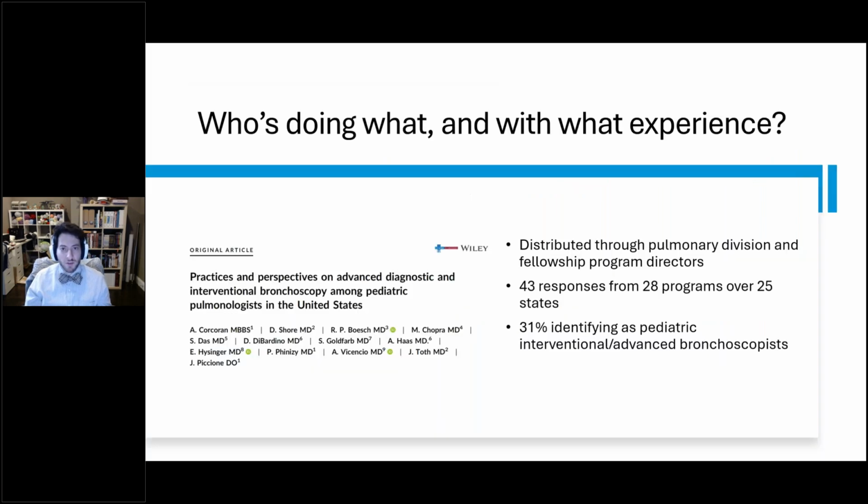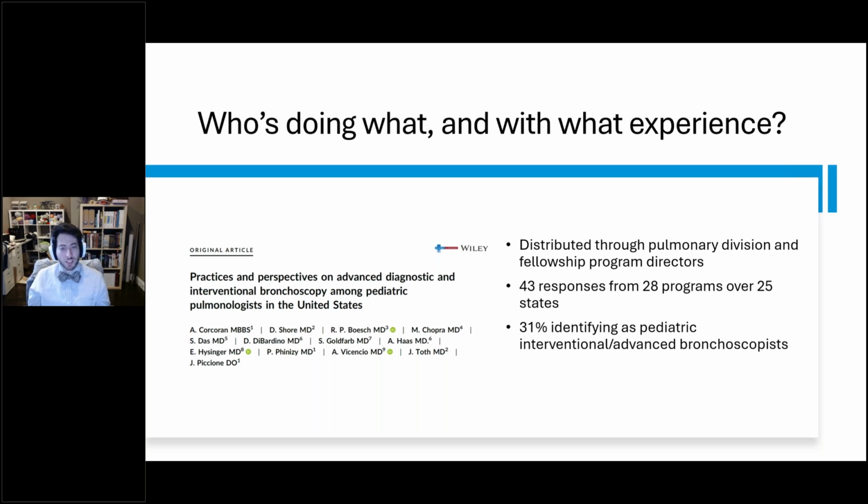Now, in talking about where we are and what the perception of this growing field is, it was really interesting to explore this exact question with our pediatric colleagues 1 year ago, where we surveyed 28 programs over 25 states, all major academic programs disseminated through both division chiefs and program directors of fellowships. And we asked the question of who's doing what and with what experience.